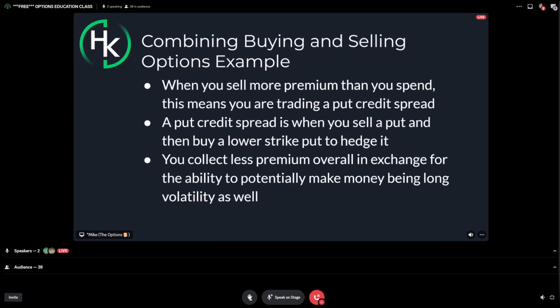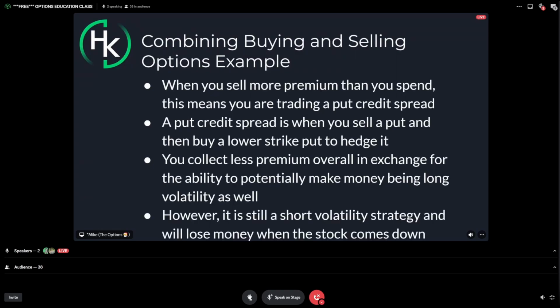Again, you collect less premium overall since you're spending some of the premium for the hedge, but you have the potential to make money being both long volatility if the stock drops very hard, and you can still make money from being short volatility from the option that you sold. A put credit spread, though, is still a short volatility strategy, and it will lose money if the stock comes down. However, it will lose less money than selling a naked put because you'll have the long option to hedge.